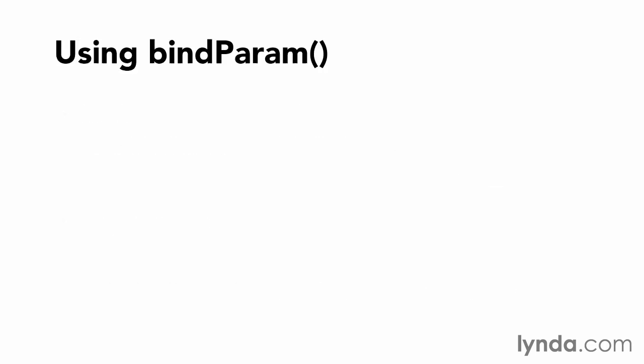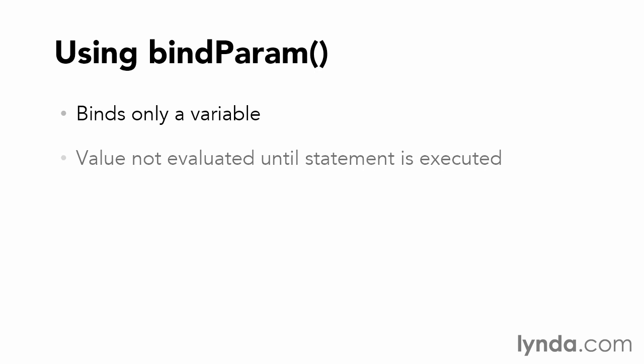When binding input values to placeholders, bindParam and bindValue achieve the same result, but there's a subtle and perhaps confusing difference. bindParam works only with a variable. You can't pass it an expression such as a calculation or a string concatenated to a variable. This is because the value isn't evaluated until the statement is executed. In other words, you're binding the variable rather than its value.